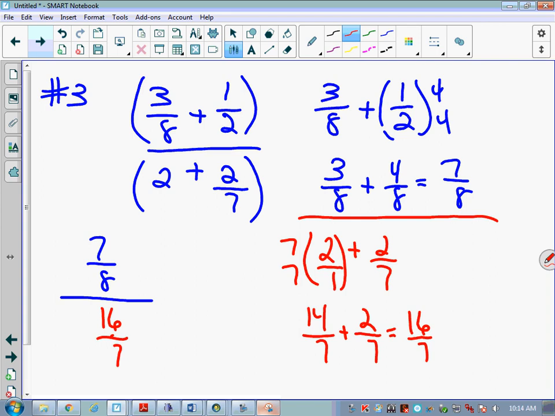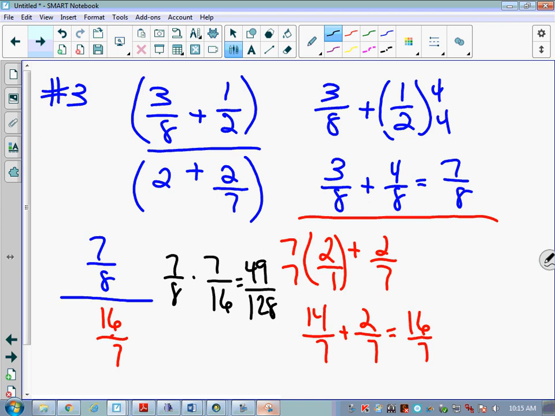Can I divide by a fraction? No, I cannot. Okay? So let's pick a different color here. I cannot divide 7/8 by 16/7, but what can I do? By the reciprocal. So multiply 7/8 by 7/16. Okay? 7 times 7 is 49. What's 8 times 16? What's that? 128. Okay?